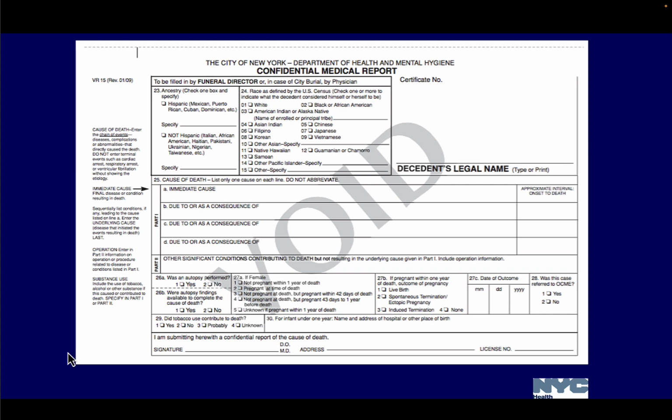And finally, the bottom of page 2 captures information on whether an autopsy was performed at the time of death, whether the decedent was pregnant at the time, and whether or not there was a potential role of tobacco use contributing to the death of the individual. All of this information is what's used to compile the statistics on the causes of death and the related trends that we've covered in previous lectures. It comes from what's recorded on these death certificates.